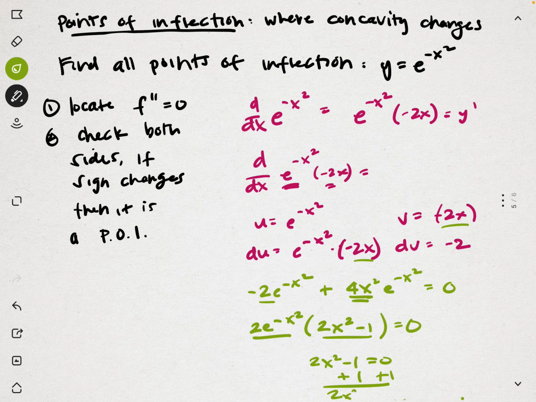Okay, so then we divide by 2. So x is going to be equal to the square root of 1/2, positive and negative. Okay, so these would be our zeros, which are our points of inflection. So we have one at positive square root of 1/2, which is square root 2 over 2, but we don't have to rationalize it now. And then negative square root of 1/2.